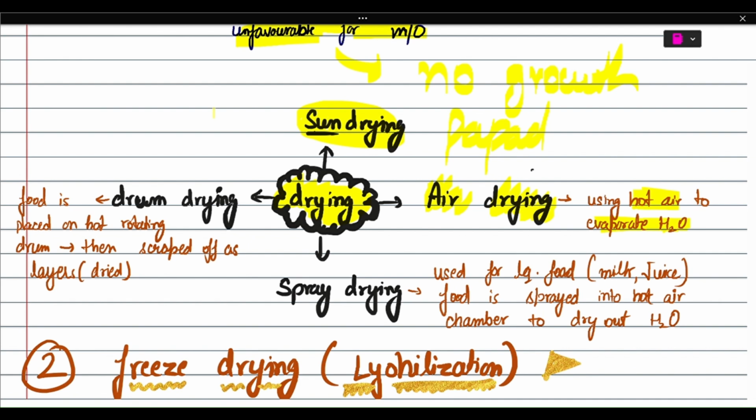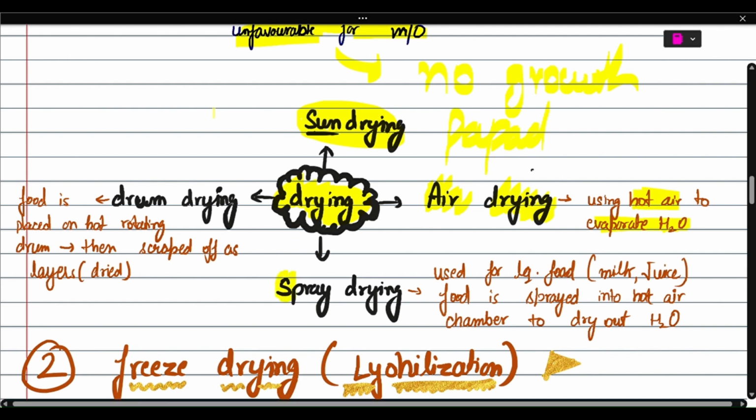The third drying process is your spray drying. Spray drying is used for drying of liquid food such as milk and juice. The food is sprayed with hot air in a chamber, and then we dry out the water from it.